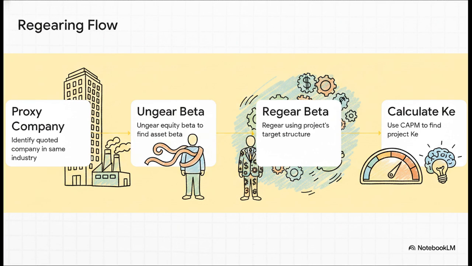And it follows a highly logical sequence. First, identify the quoted company in the same industry. Ungear their equity beta to find that pure asset beta.